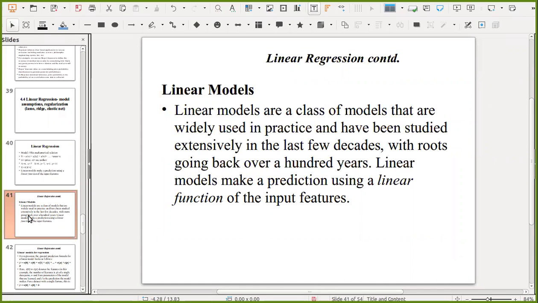So what is meant by a linear model actually? Linear models are a class of models that are widely used in practice, that have been studied extensively in the last few decades, with roots going back over 100 years. Linear models make a prediction using linear functions of the input features. So here we want to make a prediction, and for this purpose we are using a linear model, where the prediction is a linear function of my input features.